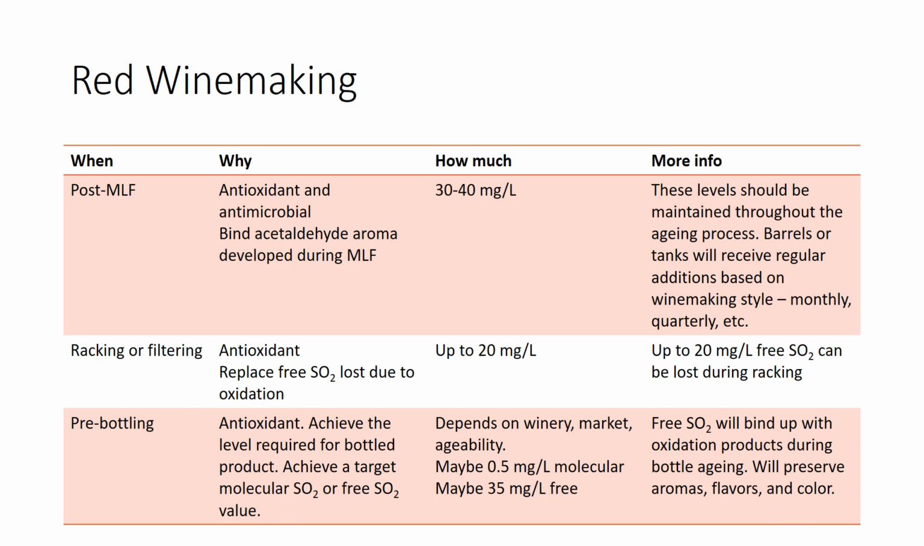So to go back to that Caymus Cab example from earlier on, they weren't reaching that target molecular because they had such high pH, but their free sulfur dioxide levels were completely in line with a really stable bottled product. And the reason that we're doing this is that free sulfur dioxide is going to bind up with oxidation products that form during our bottle aging as oxygen goes through our screw cap or our cork. So that sulfur dioxide is going to provide protection for our aromas, flavors, and color.